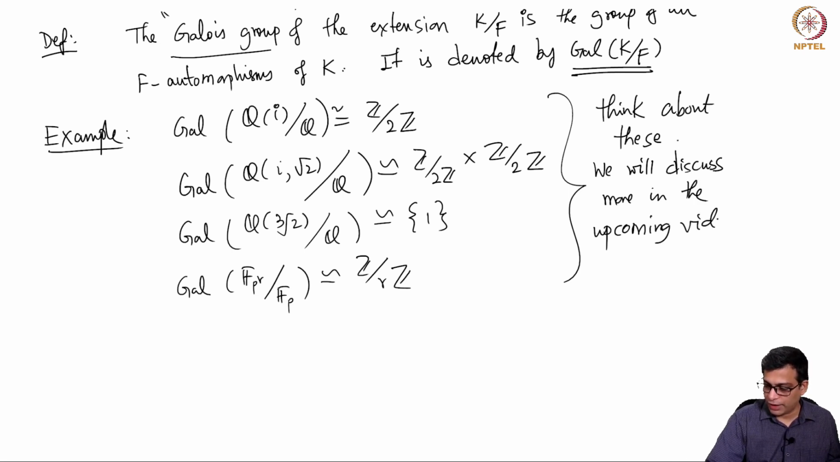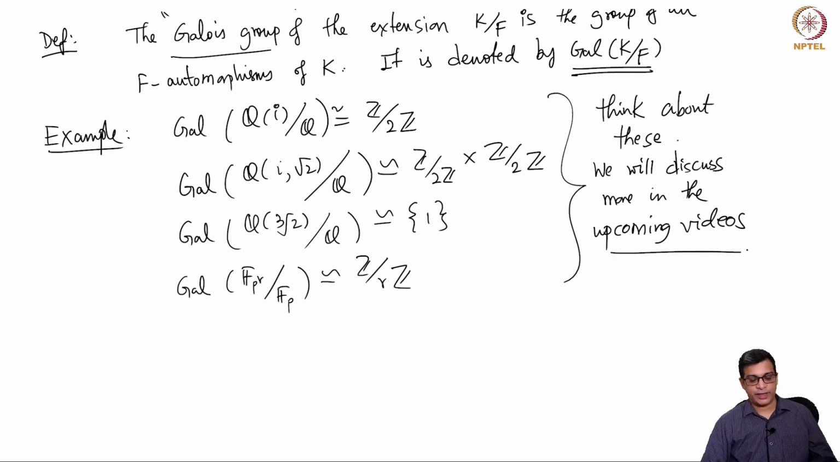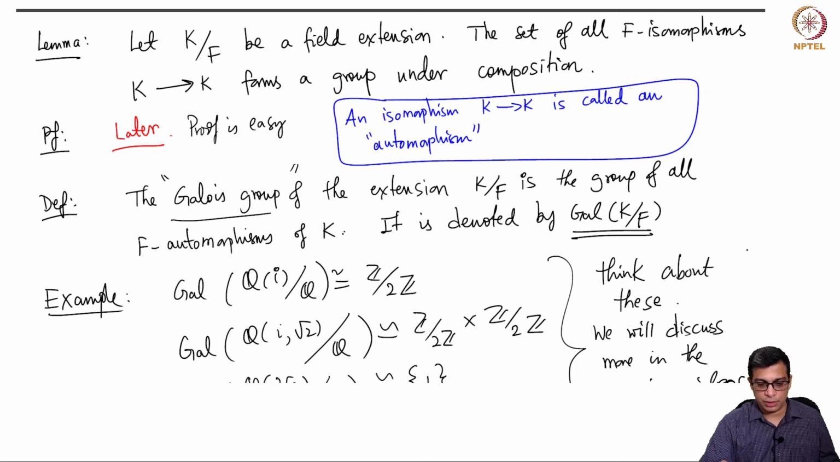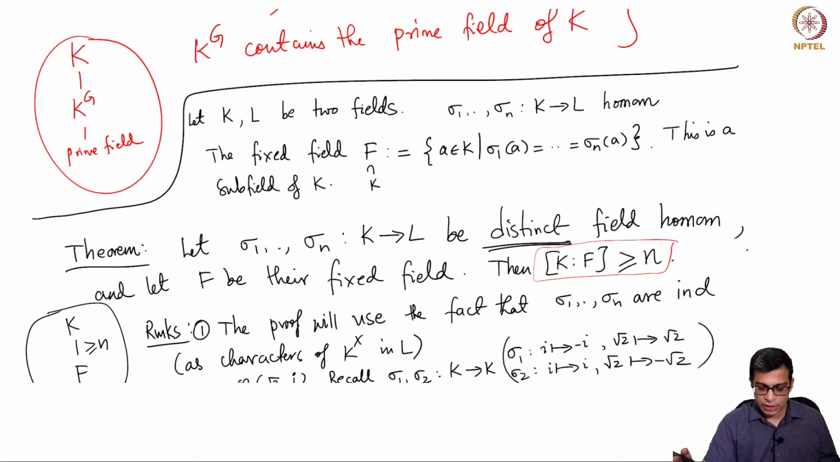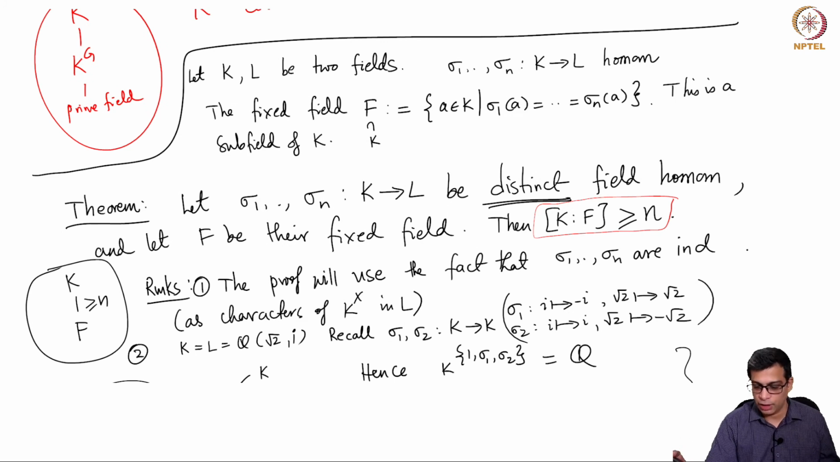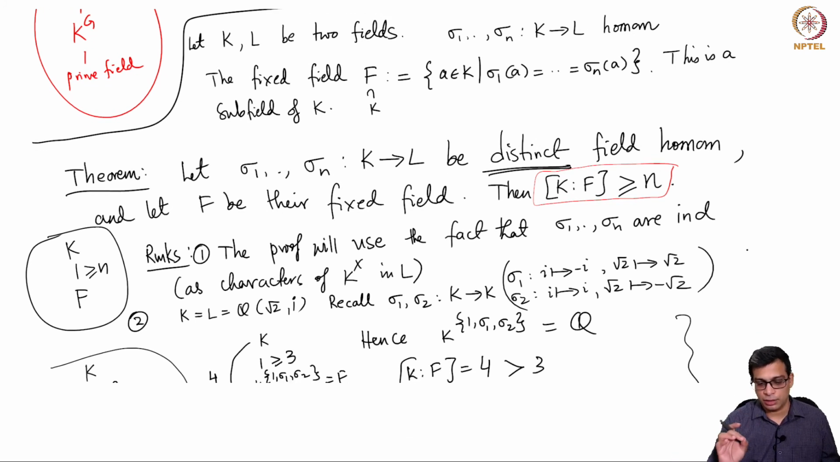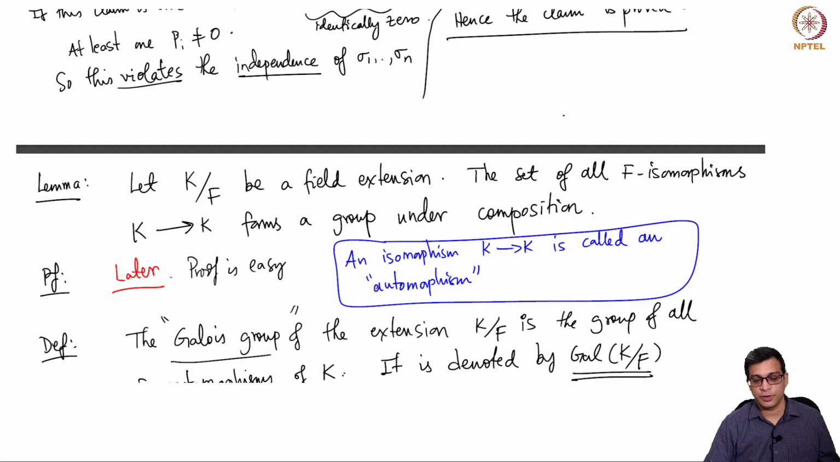So I wanted to define this because I want to frame the next theorem in terms of the Galois group. So I defined this, but the main content of this video is this theorem that if you take a bunch of homomorphisms from K to L, the fixed field is a subfield of K, and the index of K over the fixed field is at least the number of those field homomorphisms. It's of course important to take distinct homomorphisms. Okay, let me stop the video here, and in the next video we will prove the second important theorem about fixed fields. Thank you.